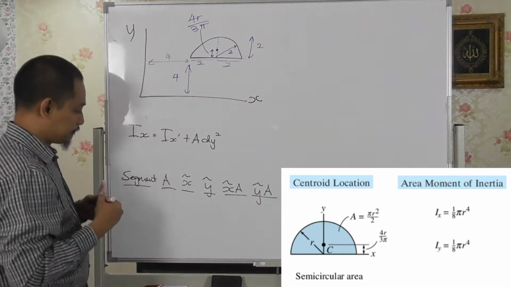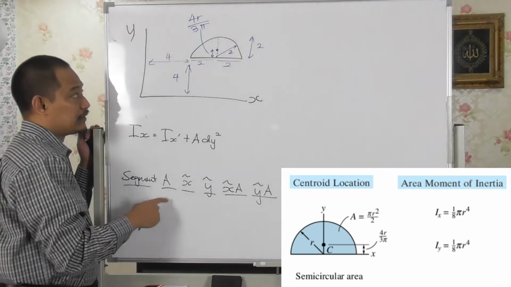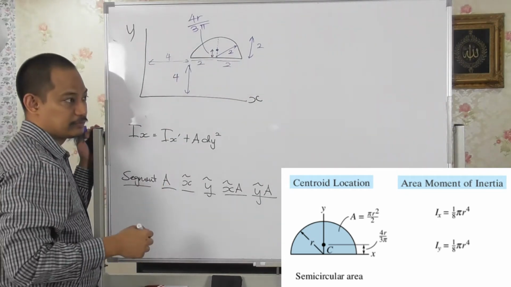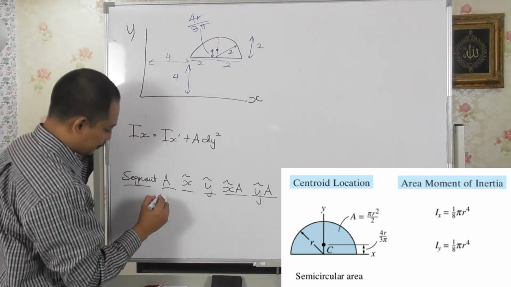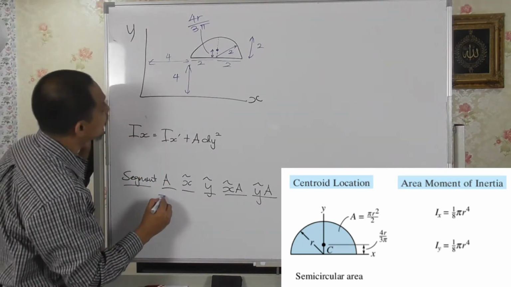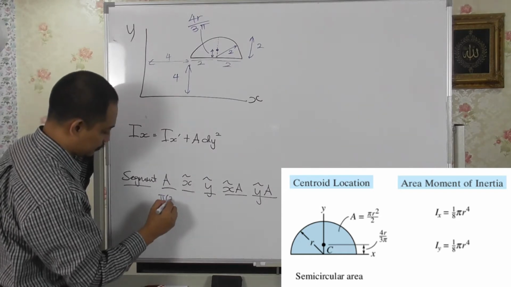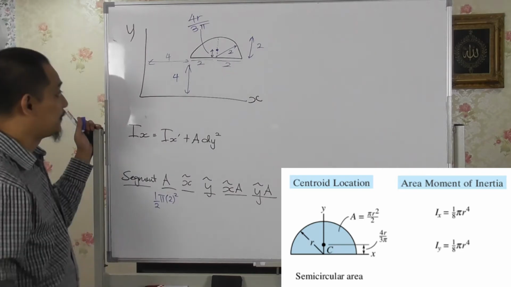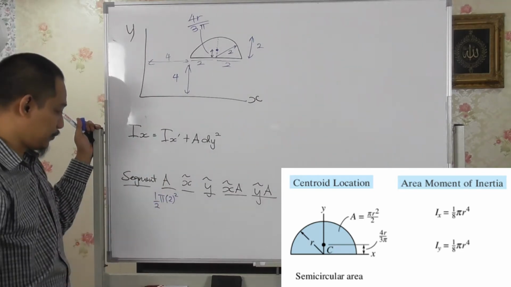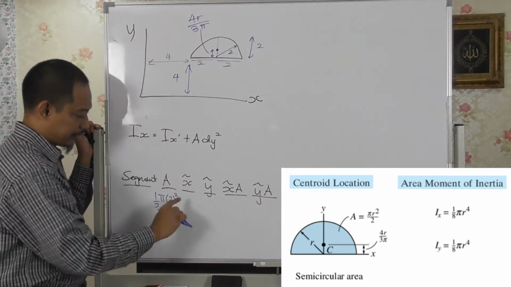Now, what's the area? The area is half of a circle, right? So a circle is what? Pi r square, right? r is here 2, 2 square. So it is half of a circle, so half, right? A full circle is pi r square. So this is half of pi r square.